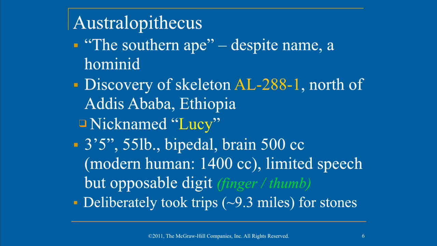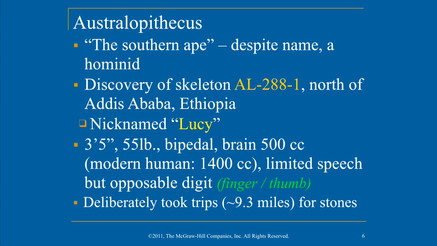Now, the Australopithecus literally translates to the southern ape. And despite its name, it's a hominid, meaning an early ancestor of humans. There was a discovery of a skeleton named AL-288-1 north of a city called Addis Ababa, Ethiopia. The people who found this skeleton basically nicknamed it Lucy because it was a woman.